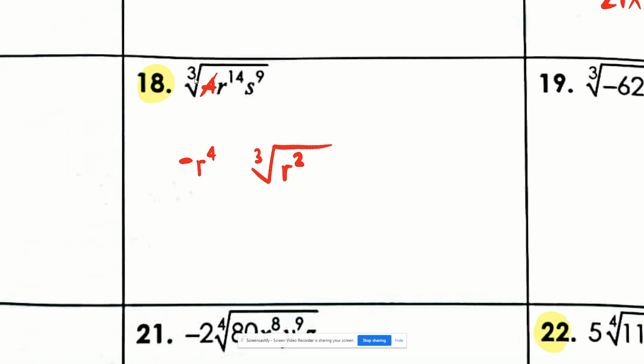And then lastly, how many times will 3 go into 9? Well, 3 times. So s gets to come out 3 times. Well, 3 times 3 is 9. That's all of them. They're all out. Nothing left inside. So our answer is negative r to the 4th s cubed times the cube root of r squared. Okay? Now listen, sometimes this number right here gets really, really close to what you pulled out. Just make sure that it's really clear that that is the index to your radical. Okay? Just make sure it's really clear.